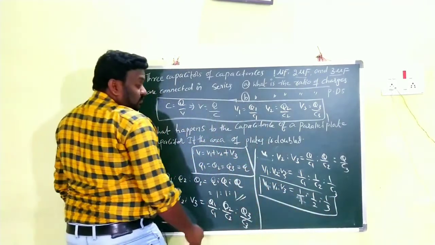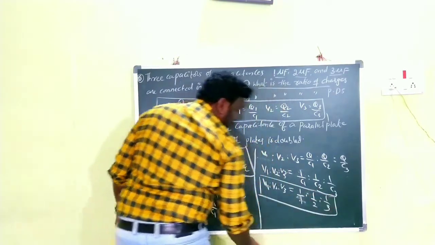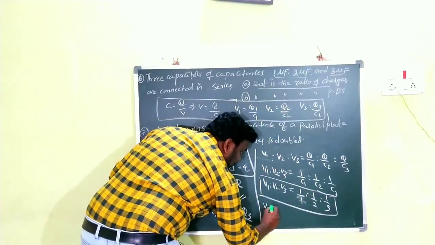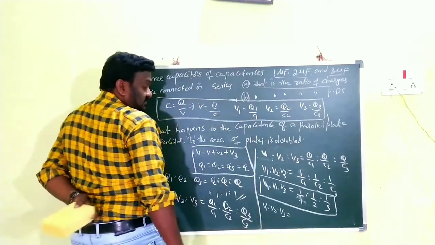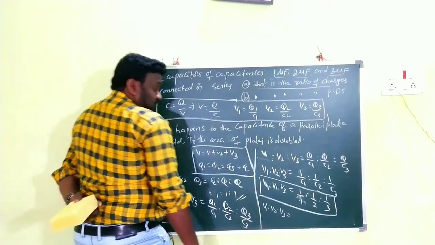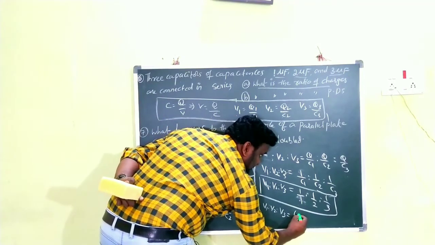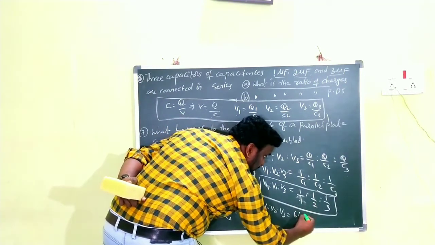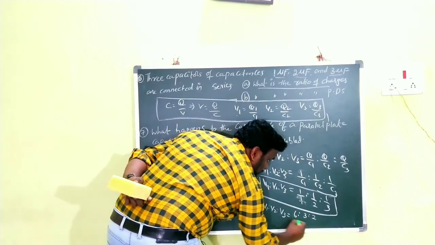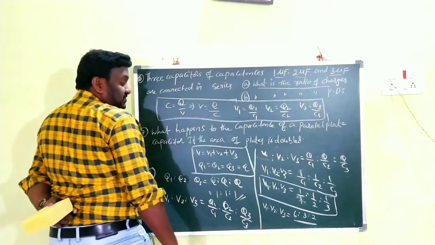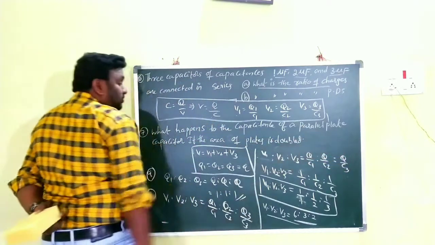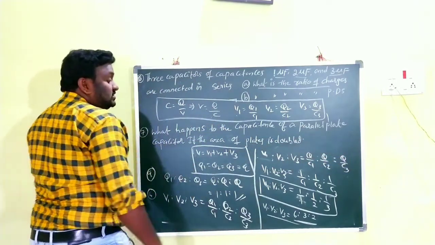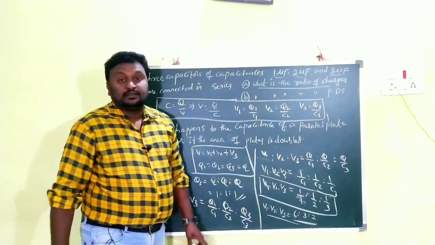So children, if you want to go for one more step, how can we write? V1 is to V2 is to V3 is equal to what, children? 6 is to 3 is to 2. So this is the ratio of potentials in the case of series combination, children. So this is the second one.